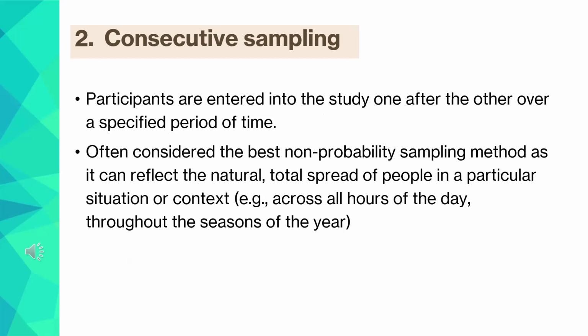Number two is consecutive sampling. Participants are entered into the study one after the other over a specified period of time. So for example, you will say, "lahat ng nagpatingin sa emergency room na to from this month to this month, ganitong oras." Consecutive sampling is often considered the best non-probability sampling method because by doing the invitation or recruitment consecutively, it can reflect the natural total spread of people in a particular situation or context. For example, across all hours of the day, all the days of the week, throughout the seasons of the year. So if you could not get a random sample because you do not know the frame, then consecutive sampling may be the thing for you.